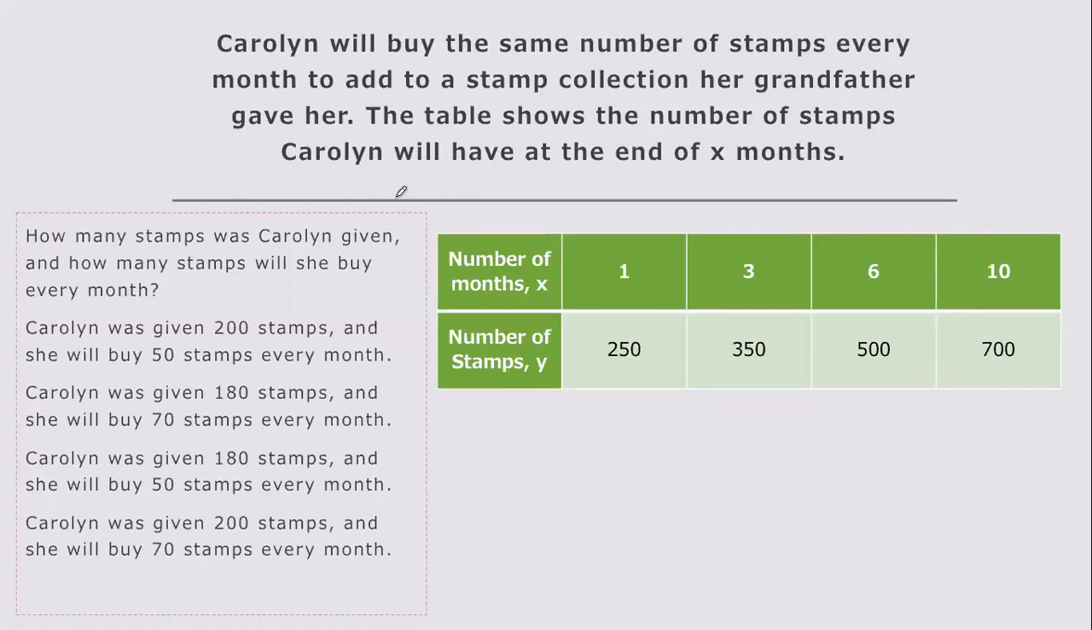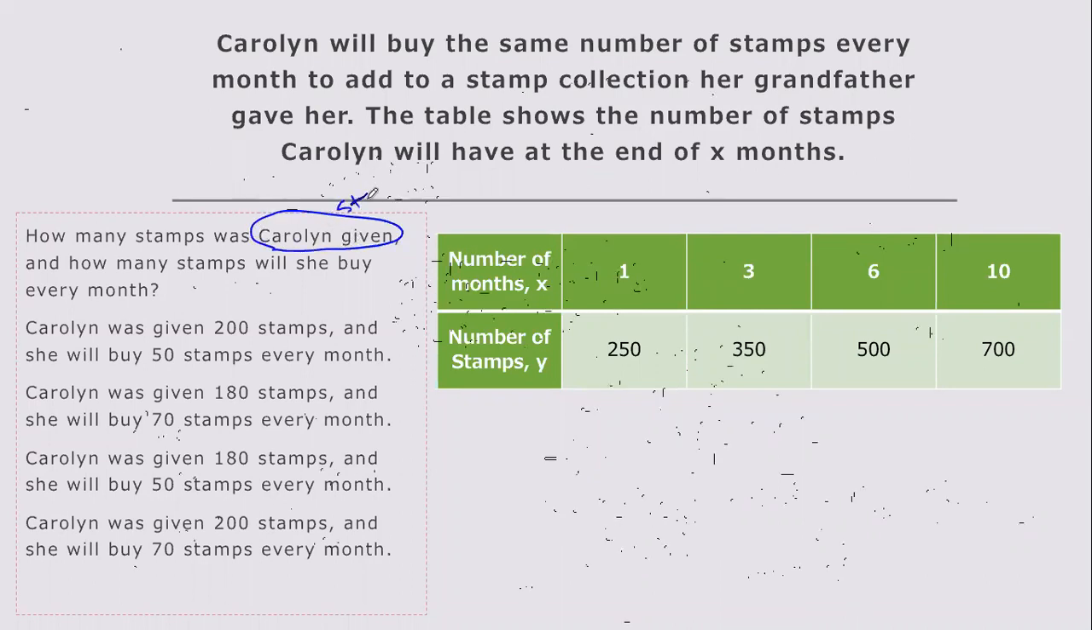I can't read the top because stuff is blocking it, but I think it says Caroline will buy some stamps every month to add to her stamp collection her grandfather already gave her. The table shows the number of stamps Caroline had at the end of x months. The question asks, how many stamps was Caroline given? So we're trying to figure out how much she started with, because this is how much she was originally given.